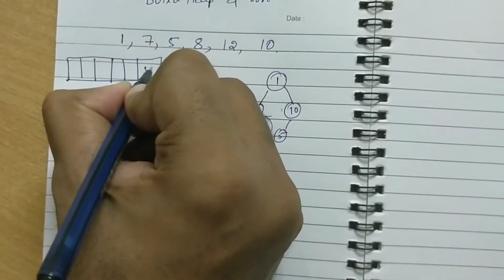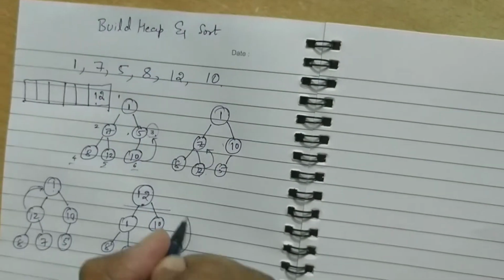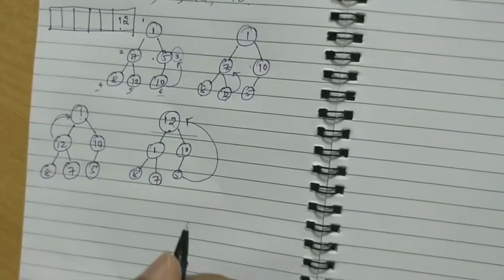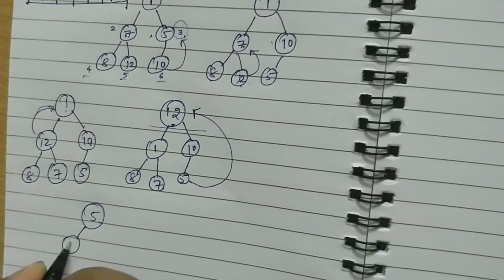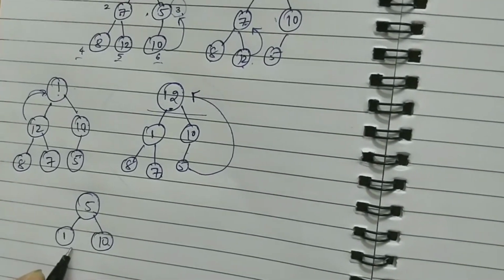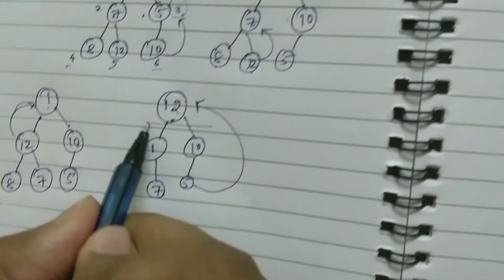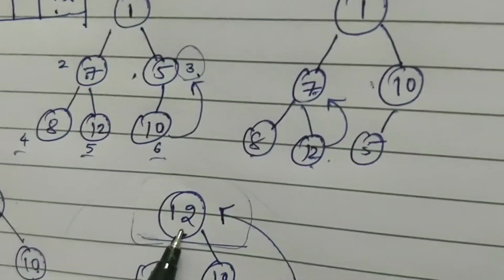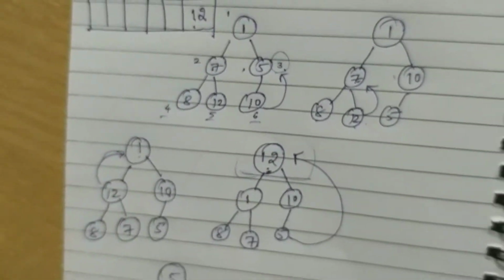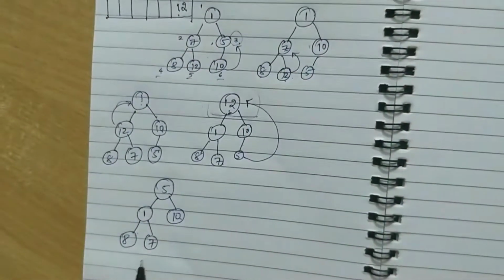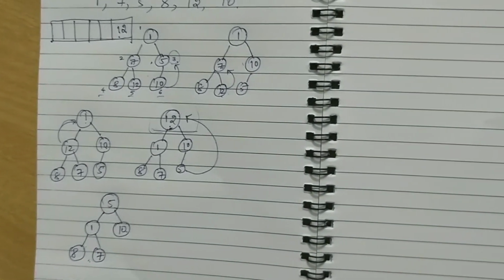Now 12 is the last element, which we will remove and then swap with the last element in the tree. Now what exactly happens over here is 5, 1, 10, 8, 7. This is a new tree after removing the maximum element of this max heap, and we have put it in the array.